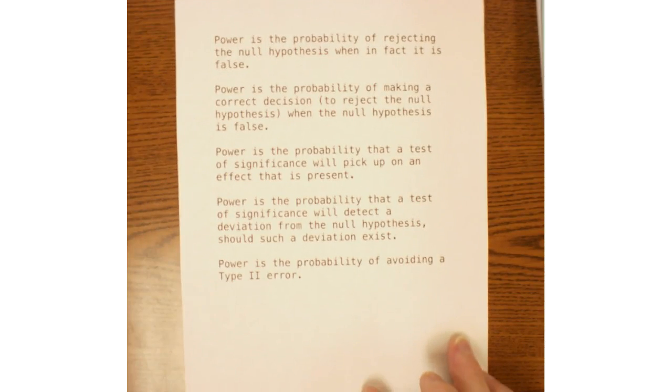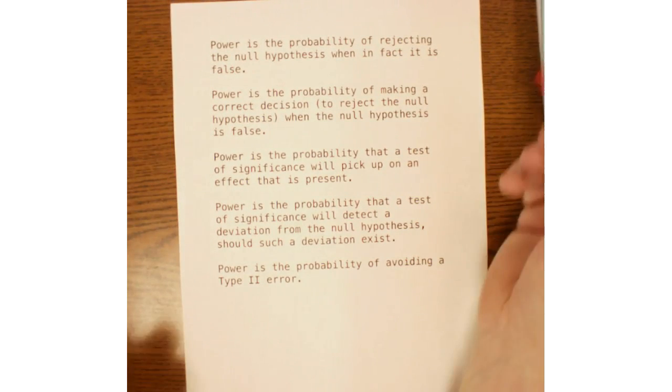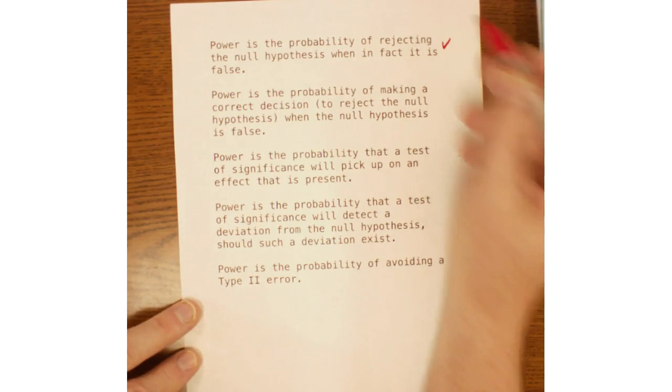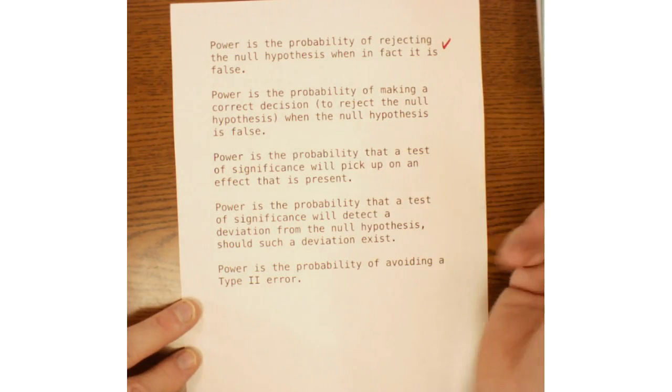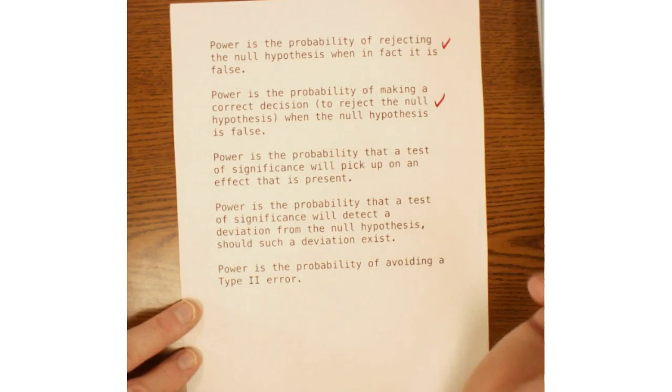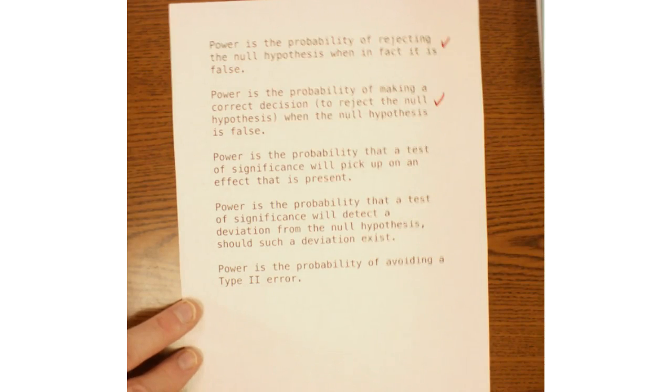So some things about power. 5 things to think about. Power is the probability of rejecting the null hypothesis when it is false. Power is the probability of making a correct decision when the null hypothesis is false. In other words, you reject correctly.